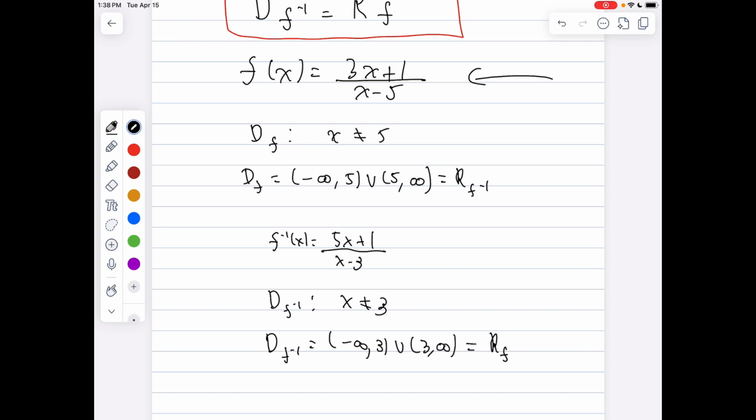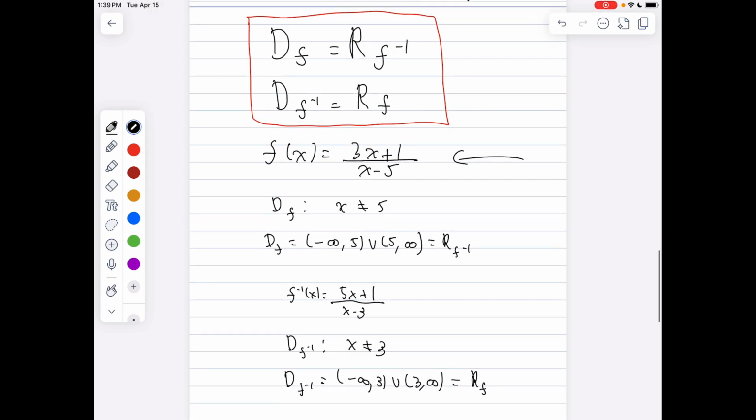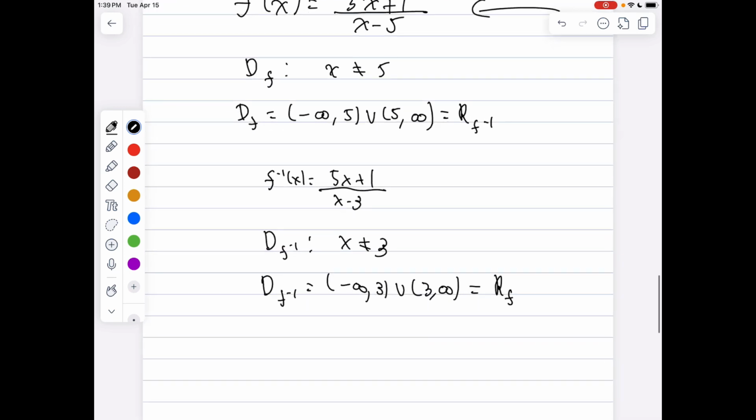And what I often find easiest is using these facts. So when you're finding the domain and the range of a function, and vice versa for the inverse, for me, the simplest thing to do is take your original function, find its domain, that's the range of the inverse, and take your inverse function and find the domain of that, and that's the range of f. Okay, so using those facts.